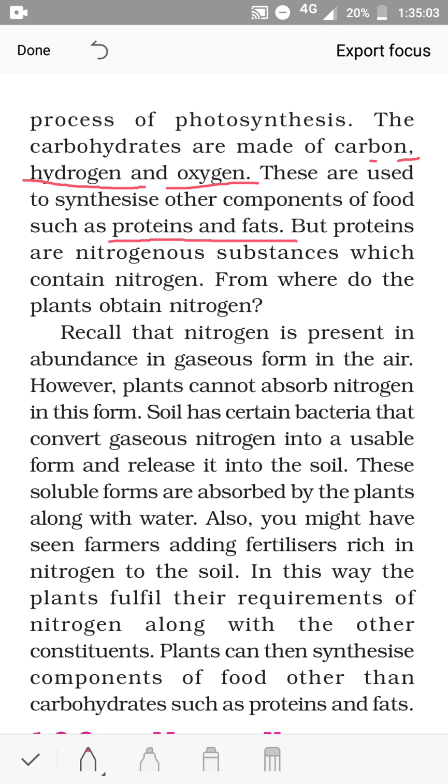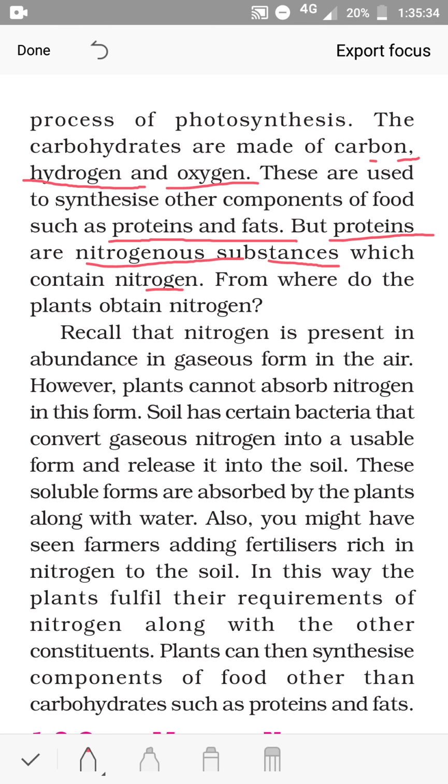Fats are also made up of carbon, hydrogen and oxygen. Proteins, apart from carbon, hydrogen and oxygen, also contain nitrogen. That is why proteins are called nitrogenous substances. Now from where do the plants obtain nitrogen? Carbon, hydrogen and oxygen, plants get from the air and from the water. But nitrogen, from where do they get this?